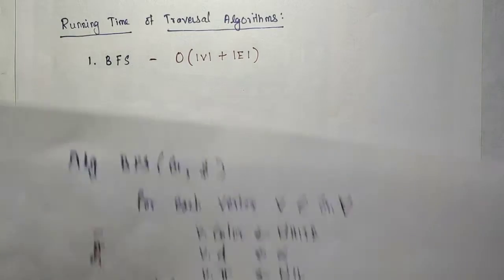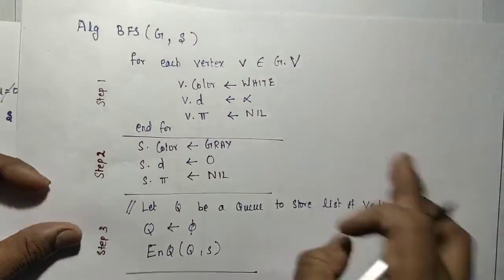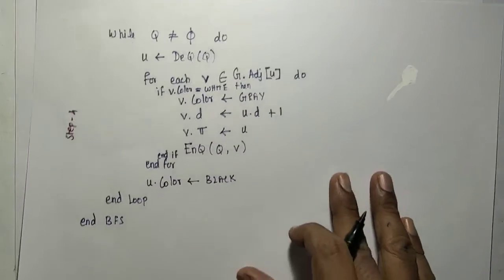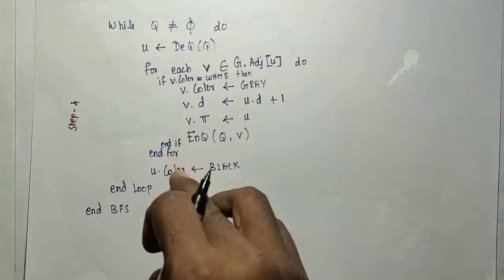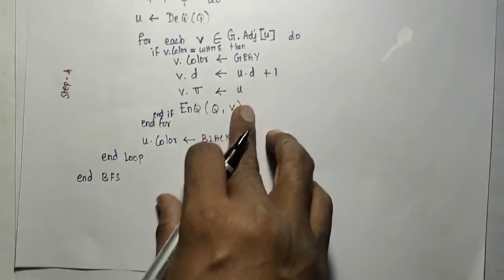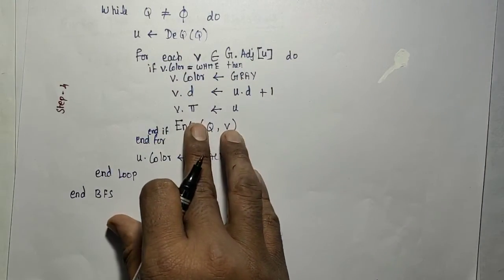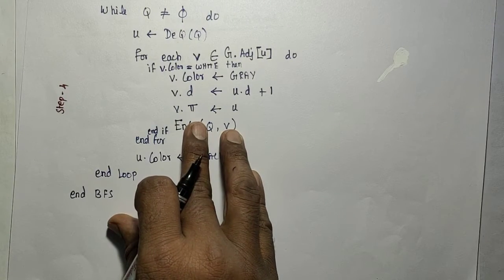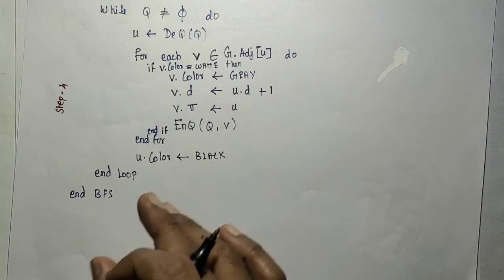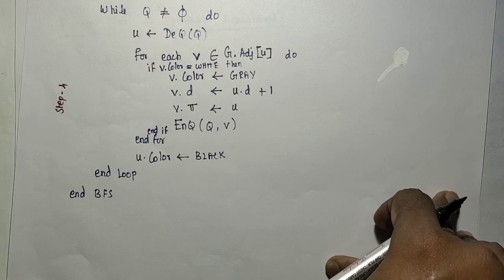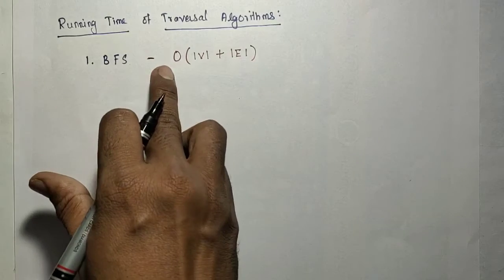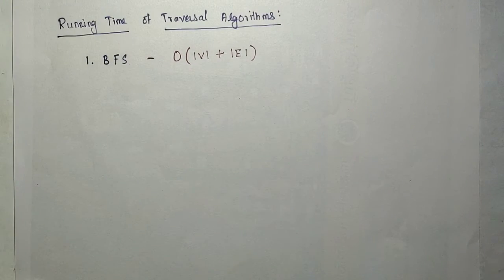So how we have to analyze it: this is the number of vertices, plus some constant operations, and then for the while loop, the NQ and DQ operations are 2 into the number of vertices, and then the for loop total iterations is equal to 2 into the number of edges. So 2 into the number of edges plus 3 into the number of vertices belongs to O of the number of vertices plus the number of edges. That is how we finally obtain the complexity as the number of vertices plus the number of edges.